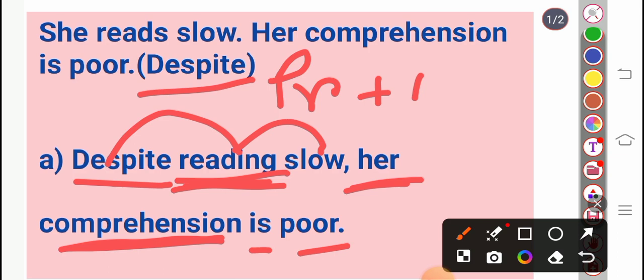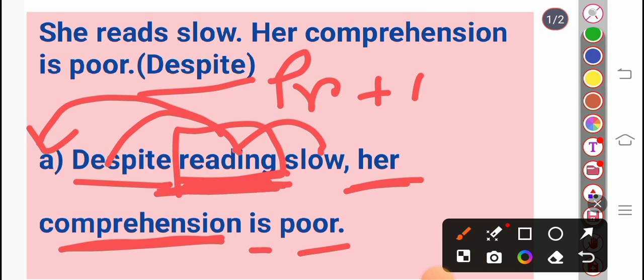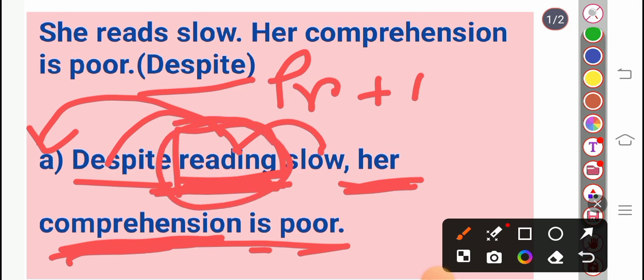Now, my dear friends, according to the structure of this type of sentence, as it is derived from a verb, obviously we have to provide its subject, but we will not write down the subject. The subject reference of the term reading will be the same as the subject of the principal clause, that is her comprehension. But here you can see the term is reading, so her comprehension may not be the subject of the term reading. That is why the answer is not correct. We have to correct it.